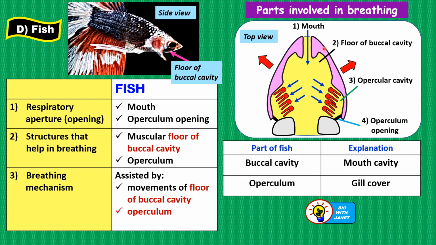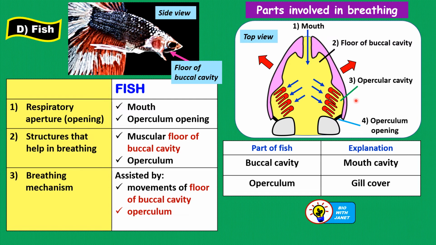This is the operculum, and it covers the gills. So it's used in the mechanism of breathing. And the mouth too. The mouth can open or close, right? So it's used in the mechanism of breathing. Structures that help in breathing are the operculum and the muscular floor of the buccal cavity. The floor of the buccal cavity is this part here, just below the eye of the fish. It can be lowered or it can be raised, right? And then the opercular cavity here can be expanded, enlarged, or reduced in size.